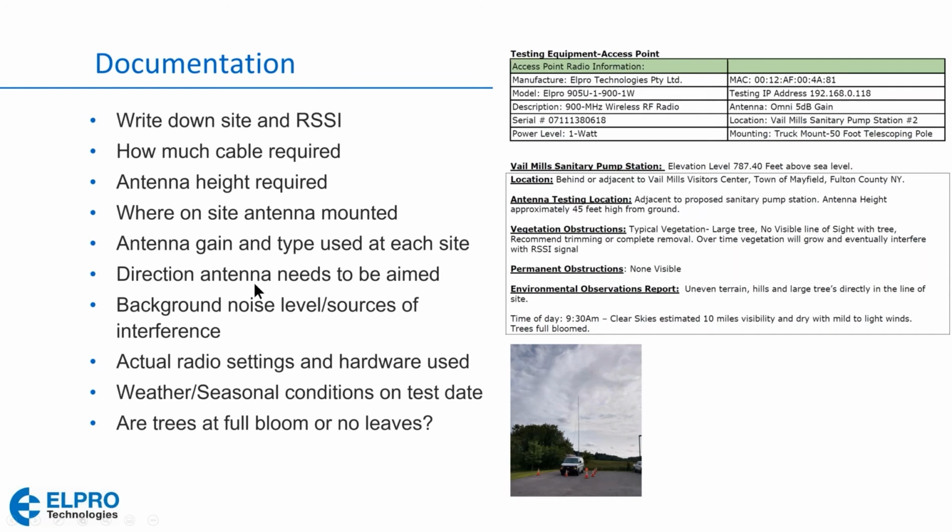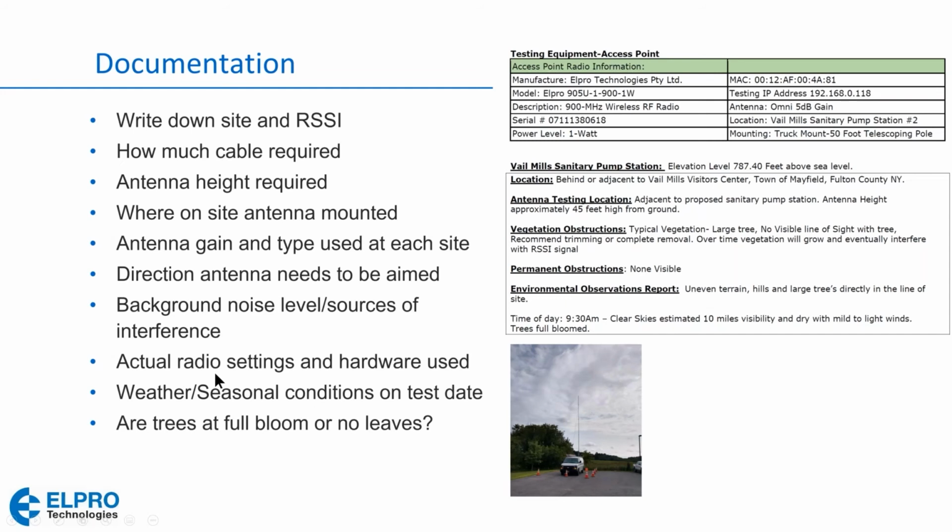Then we have to indicate the direction that the antenna needs to be aimed. For your compass, you can just use your iPhone. They have a compass app there, and you can figure out where the antenna is being aimed. So you write down that direction so the installer knows what direction to angle that antenna. Then we should note background noise level, or whether there are other sources of interference nearby. And I'm going to show you a spectrum analyzer screen that I have in a couple of minutes here.